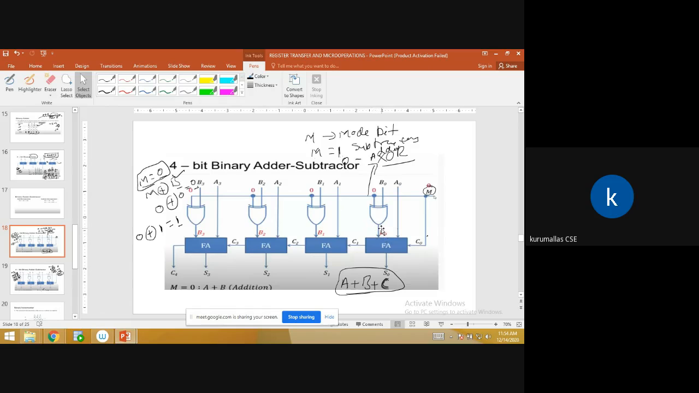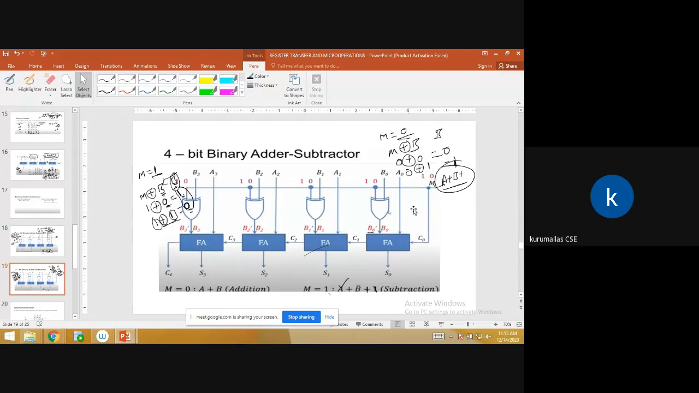So this input is given to this full adder. This is one more input, so how do we write this? We said, next slide. How to write this: if m equals 1, we get a plus the complement, which is the 2's complement, b bar plus 1. This is the representation of the subtractor.